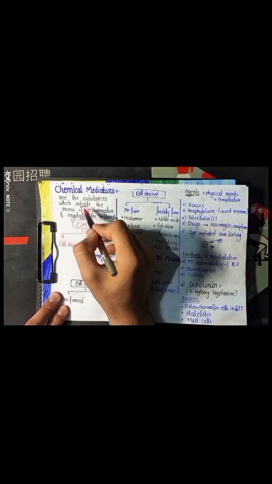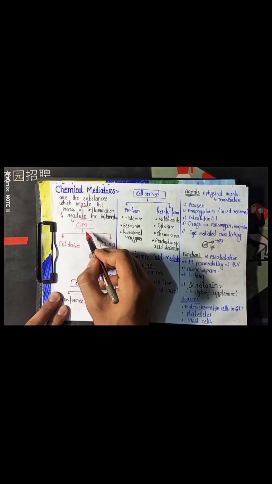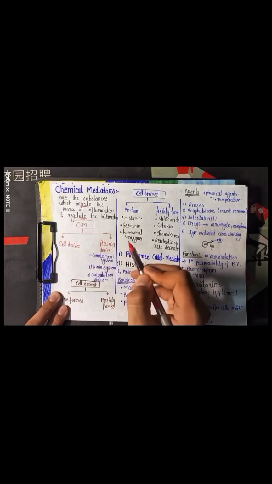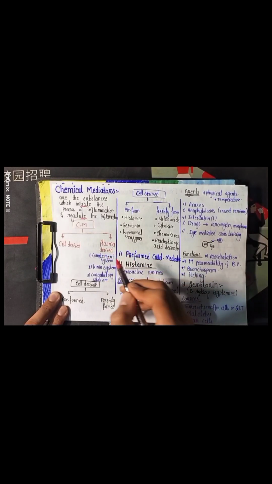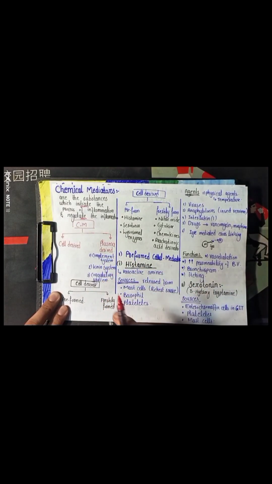These are the substances which are released during the inflammation and they initiate the process of inflammation and also regulate the process of the inflammation. And this chemical mediator may be cellular derived or plasma derived. The plasma derived include the complement system, kinin system, and the coagulatory system which form the clots. Whereas the cellular derived include the free-form cellular mediators or the freshly formed.